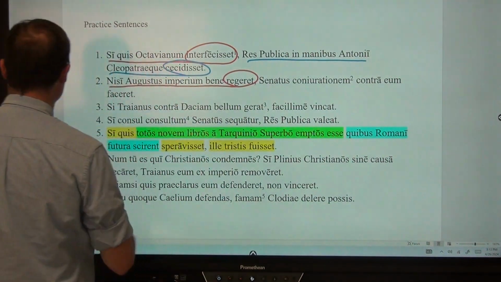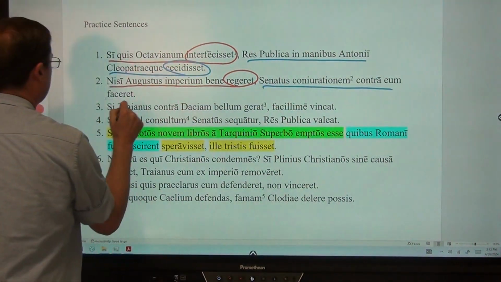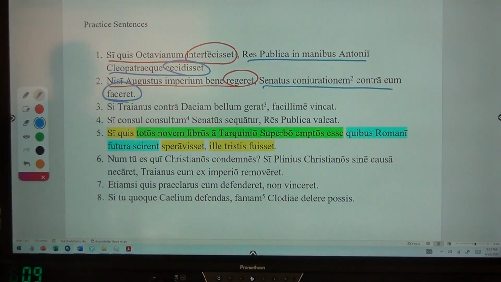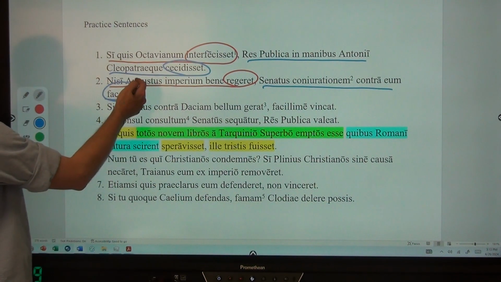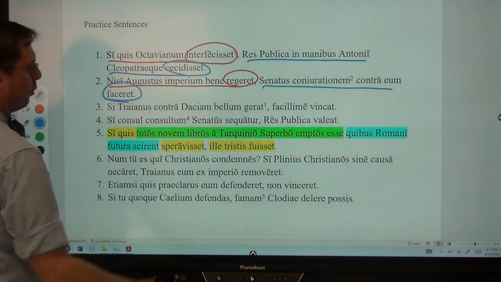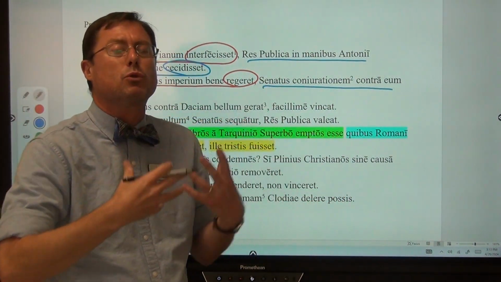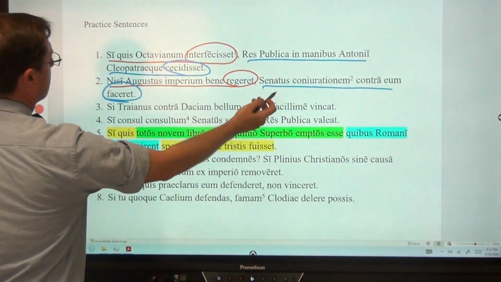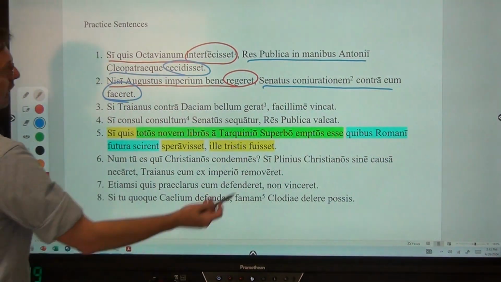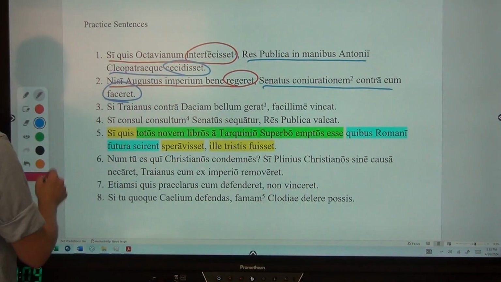If I look at what kind of verb, imperfect subjunctive, then I look at what kind of verb, imperfect subjunctive, a present contrary to fact. If Augustus were not ruling the empire well, he is, so we're making it up. If he were not ruling it well right now, then the Senate right now would make a conspiracy against him. We're making it up, subjunctives.